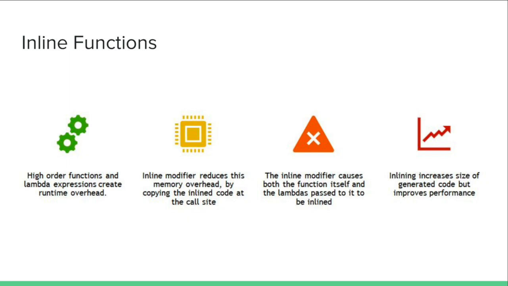In order to reduce or even eliminate this memory overhead, we can use the inline modifier, which basically requests the compiler to simply copy the code of the function at the call site instead of allocating memory for it. The inline modifier will cause both the function itself and the lambdas passed to it to be inlined into the call site. Although inlining may increase the size of the generated code because the functions are being copied, it will increase performance if we avoid inlining large functions.